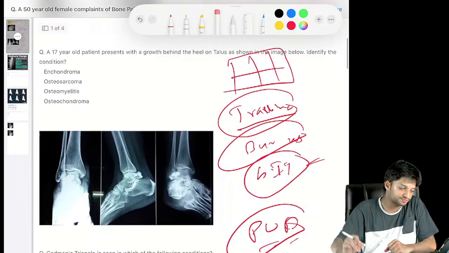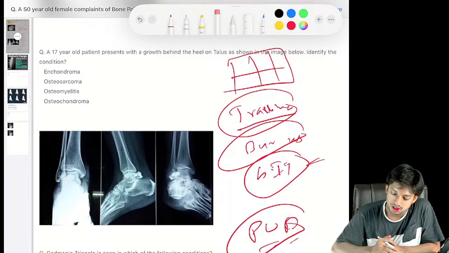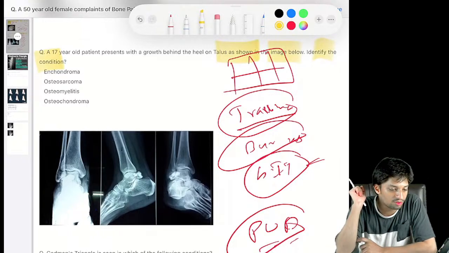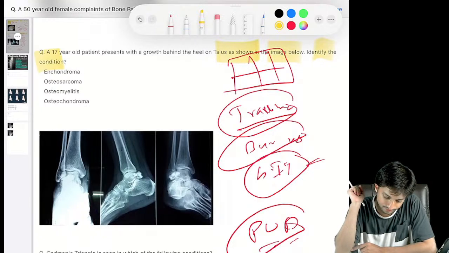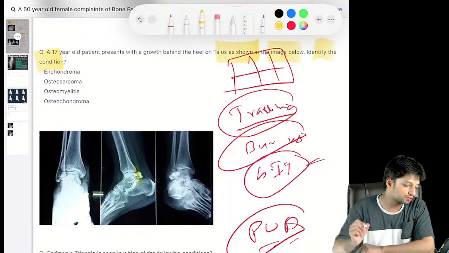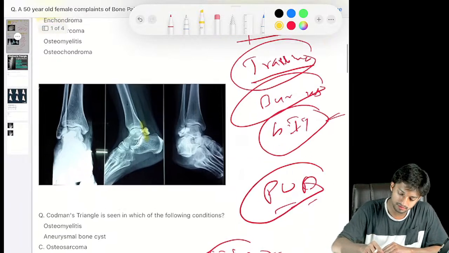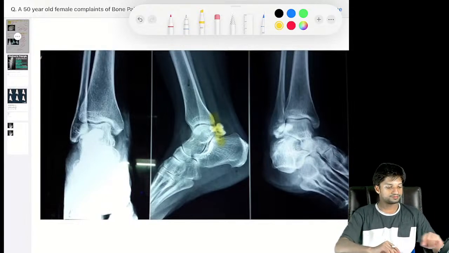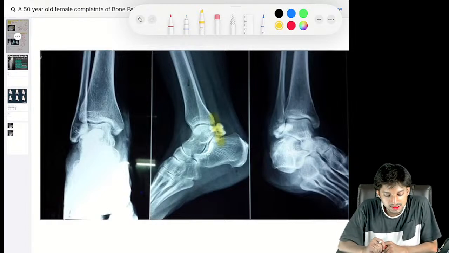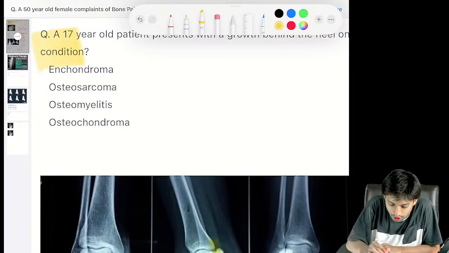Can you guys tell me this one? What is this? A 17-year-old presents with growth behind the heel of the talus as shown in the image. Identify the condition. So tell me. See here behind the talus you can see the growth. So what will you call it? Tell me guys. See, this is, tell me, osteochondroma. ठीक है. What is osteochondroma?